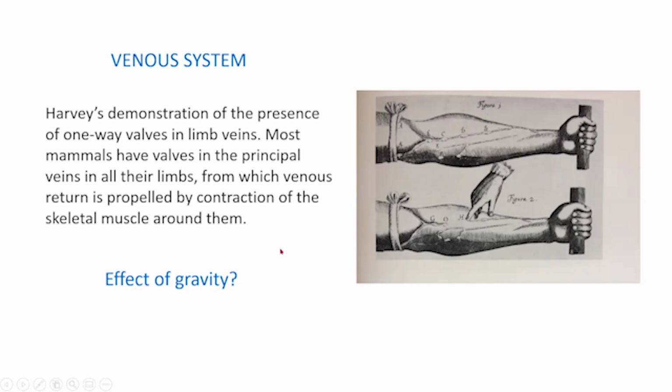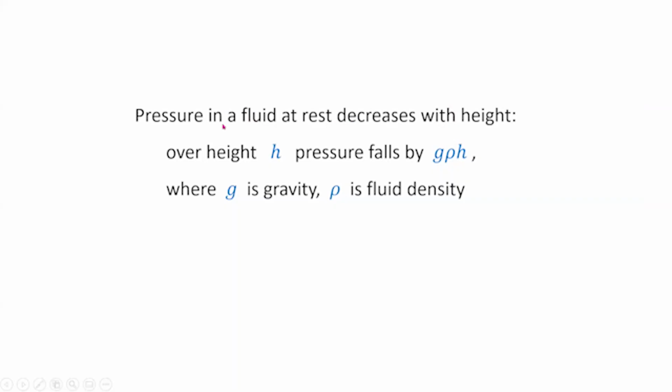And what happens when you're standing up and standing still, and you don't want to pass out, as some guardsmen used to do? You keep twitching your muscles, and the effect of gravity is significant because the pressure in a fluid, forgetting the flow, at rest decreases with height. So over a height h, the pressure falls by a quantity which is g, the acceleration of gravity, times the density of the fluid, times h, the height. And if you're very tall, this has a big effect.